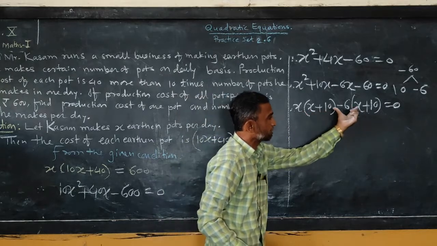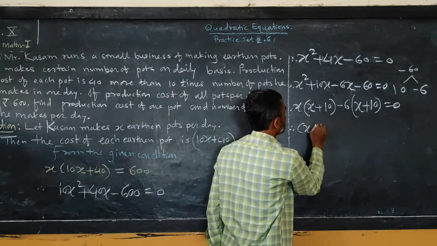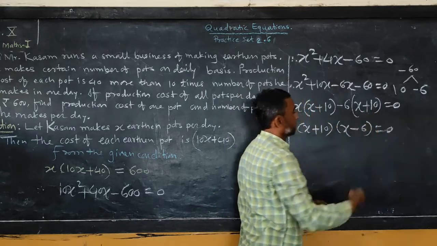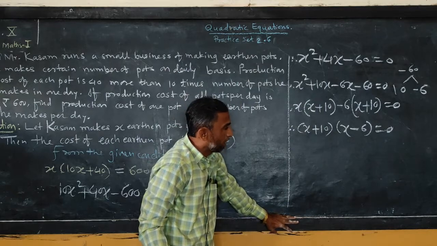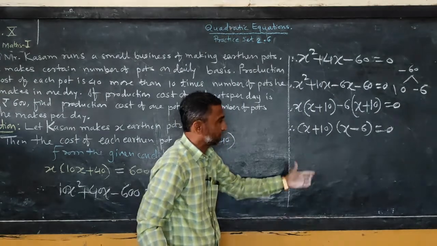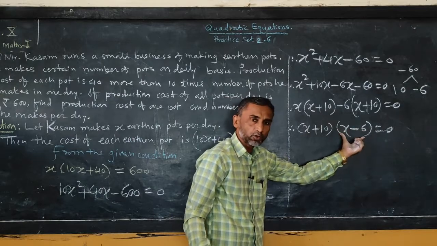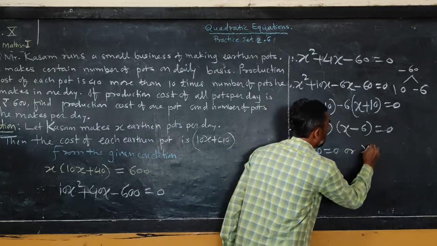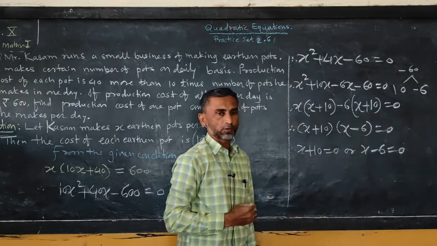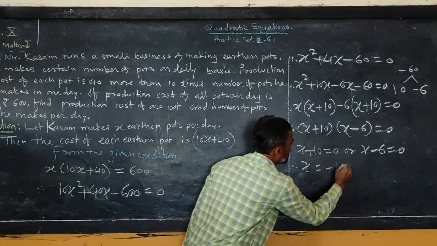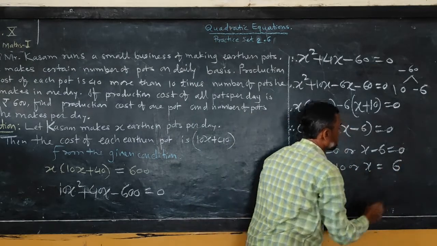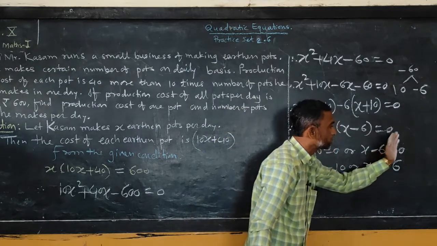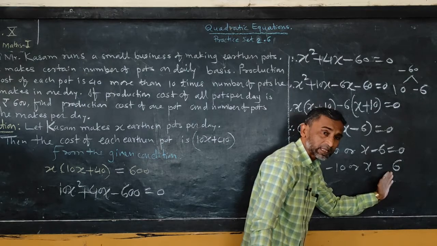Now again take x plus 10 common, therefore x plus 10 we have taken common, here x will remain and here minus 6 will remain. Now x plus 10 into x minus 6 equal to 0. Either this should be 0 or this should be 0, write it separately. Therefore x plus 10 is equal to 0 or x minus 6 is equal to 0. Therefore x is equal to minus 10 or x is equal to plus 6. Take it to the right hand side, it will become minus. Take this minus 6 to the right hand side, it will become plus 6.